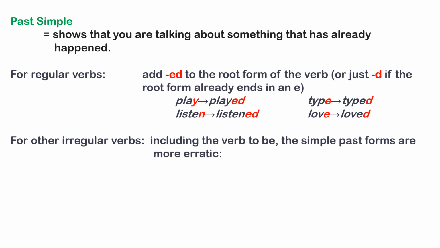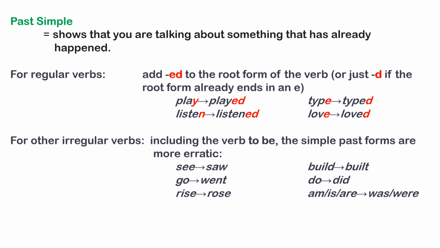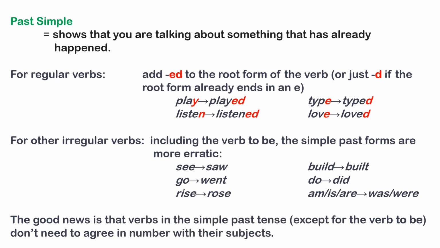For other irregular verbs, including the verb to be, the simple past forms are more erratic. For example, see, saw; build, built; go, went; do, did; rise, rose. The verb to be, like is, are, will be, was for singular and were for plural. But the good news is that verbs in the simple past tense, except for the verb to be, don't need to agree in number with their subjects.